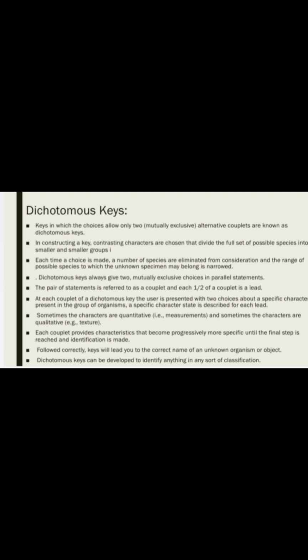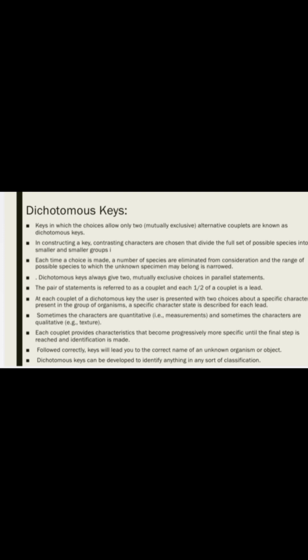Dichotomous keys always give two mutually exclusive choices in parallel statements. The pair of statements is referred to as a couplet and each half of a couplet is a lead. At each couplet of a dichotomous key, the user is presented with two choices about a specific character present in the group of organisms. A specific character state is described for ease. Sometimes the characters are quantitative and sometimes they are qualitative.